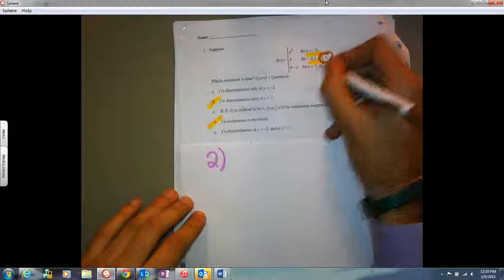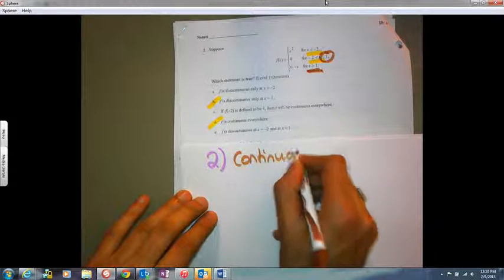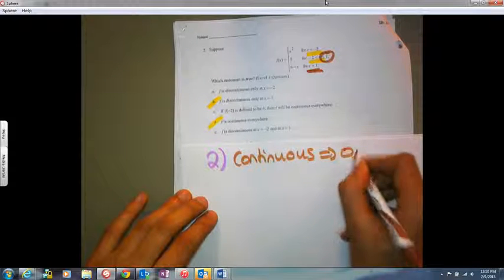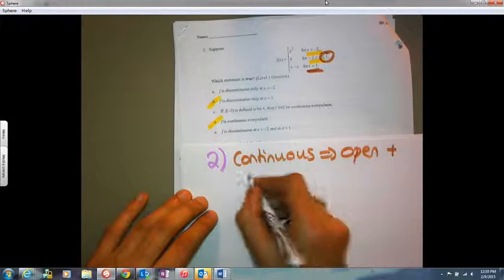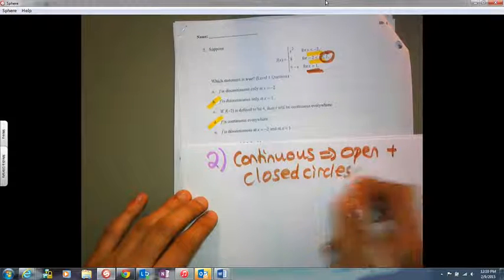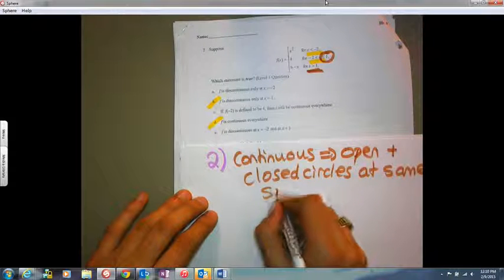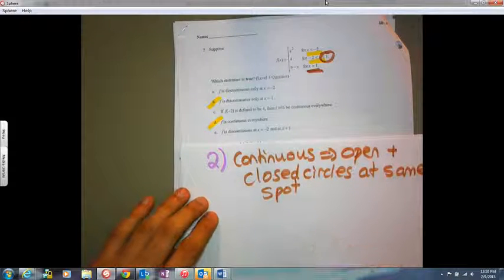And now the question is, what about the other piece? Well, the other piece has this 1 and this 1. And we also know that for continuous, that means that the open and closed circles are at the same spot. All right, yeah, Yesenia?